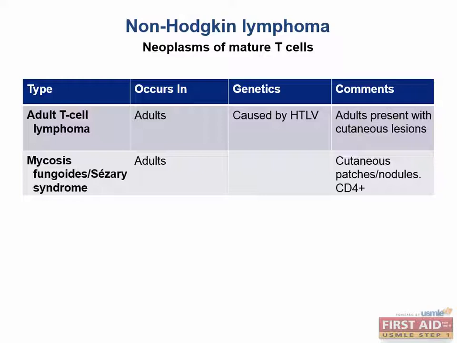Well, you might expect to see CD4 positive cells. Also, in contrast to adult T-cell lymphoma, mycosis fungoides is a relatively indolent lymphoma. Notice that in contrast to mature B-cell lymphomas, the mature T-cell lymphomas feature prominent involvement of the skin.